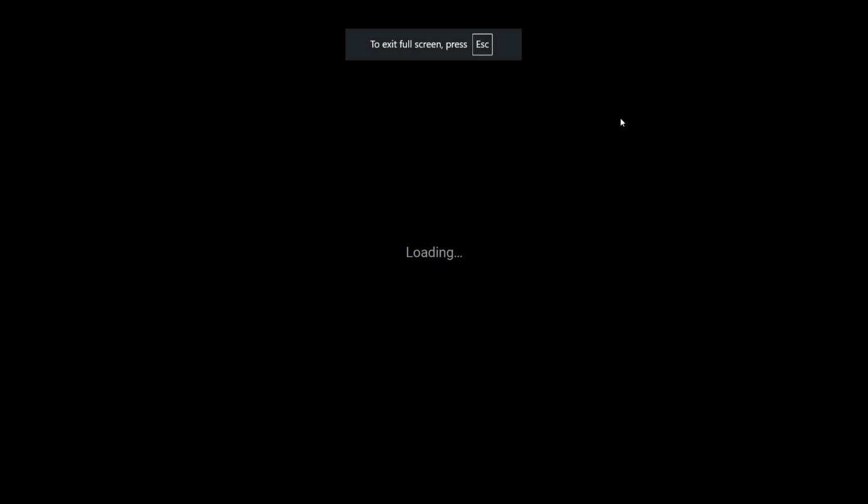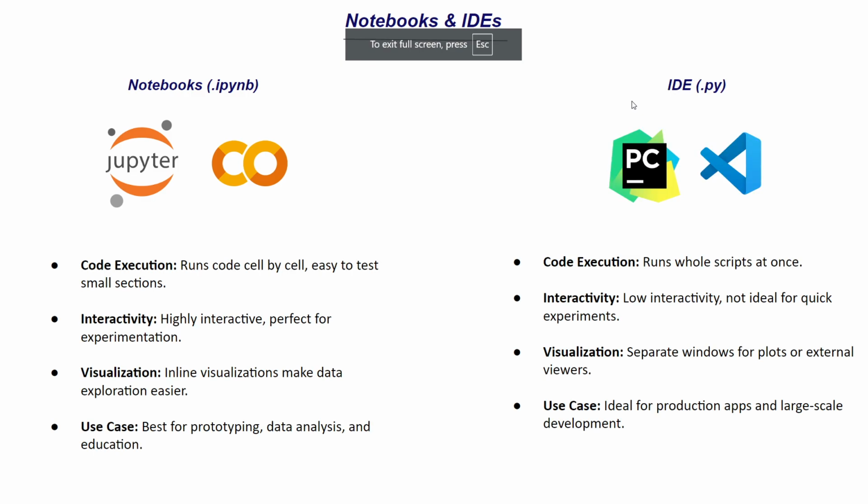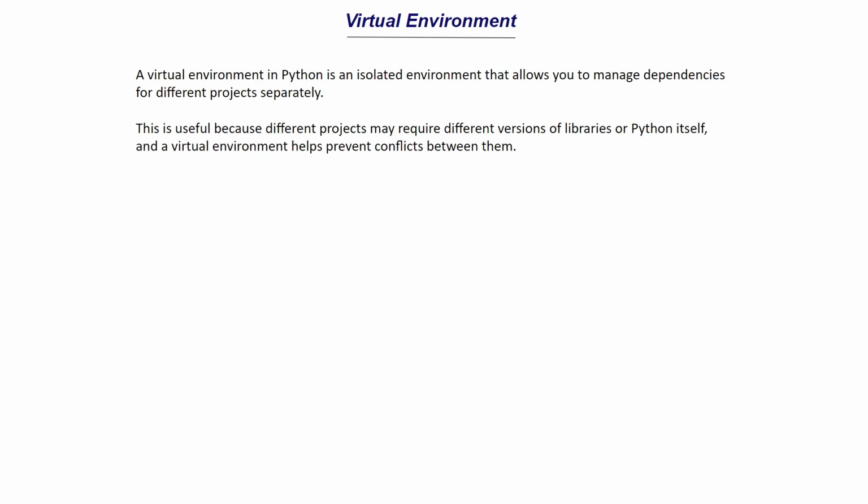The other thing I wanted to mention about this environment setup is the virtual environment, and this is very important, a critical thing. A virtual environment in Python is an isolated environment that allows you to manage dependencies for different projects separately. This is useful because different projects may require different versions of libraries or Python itself, and a virtual environment helps prevent conflicts between them.